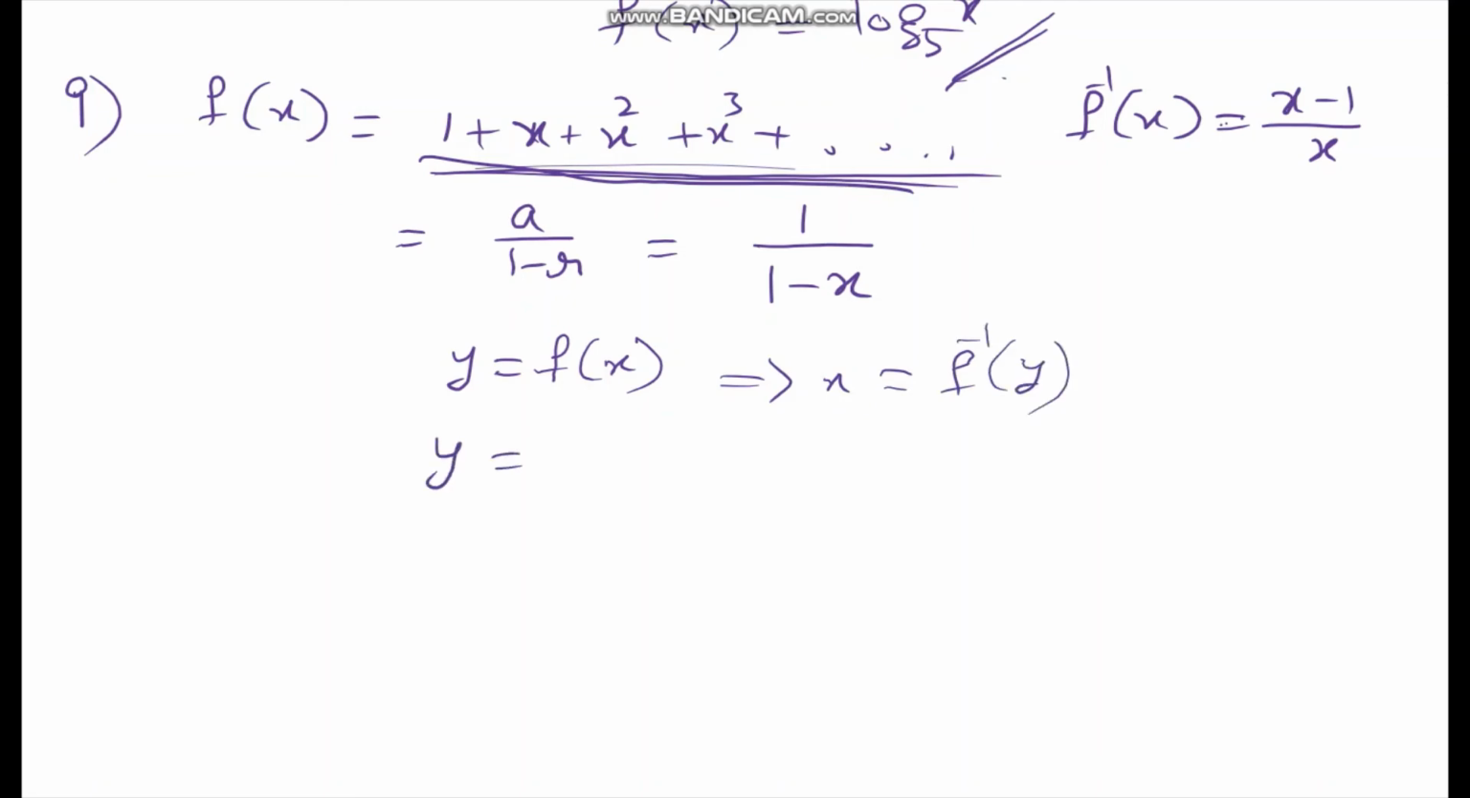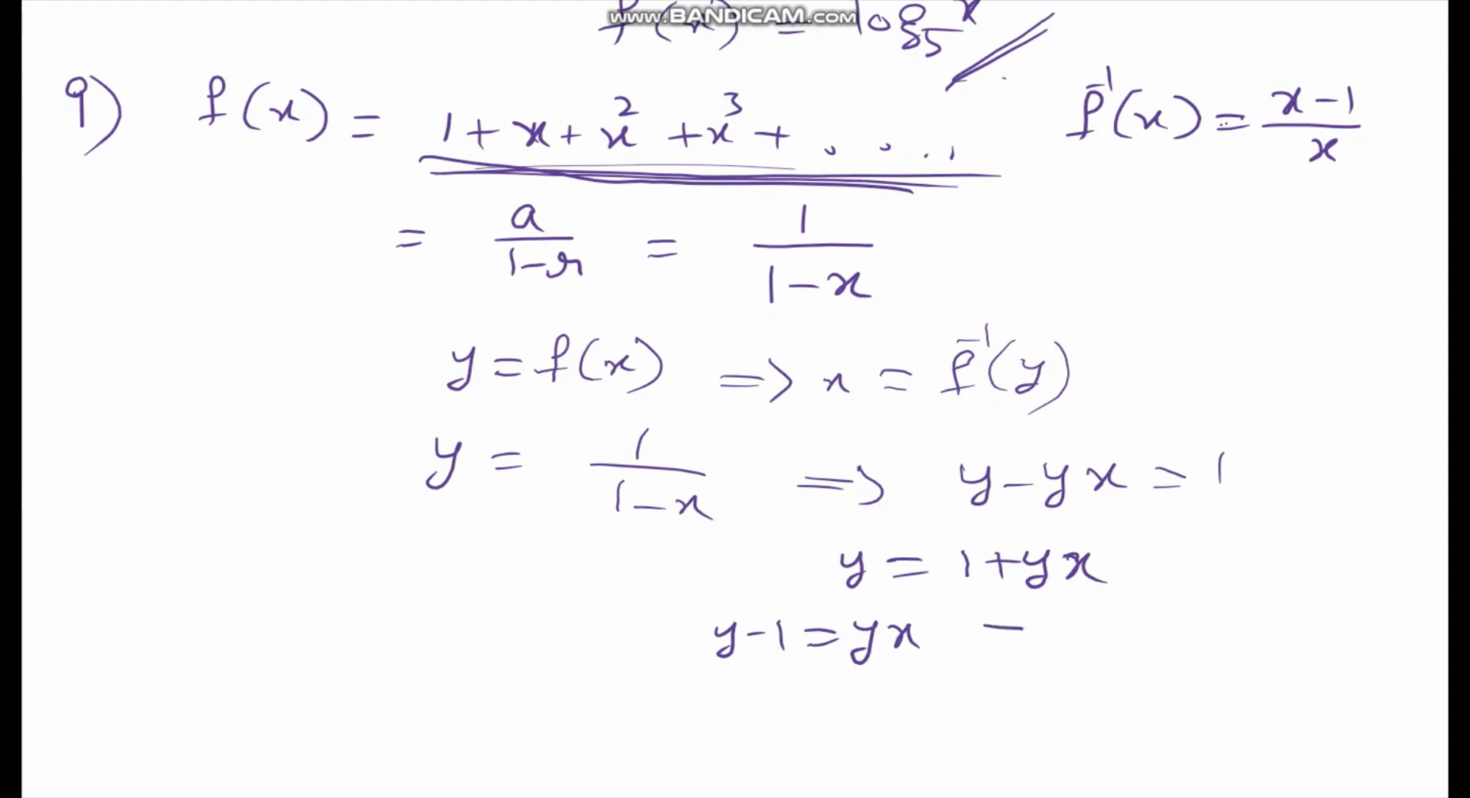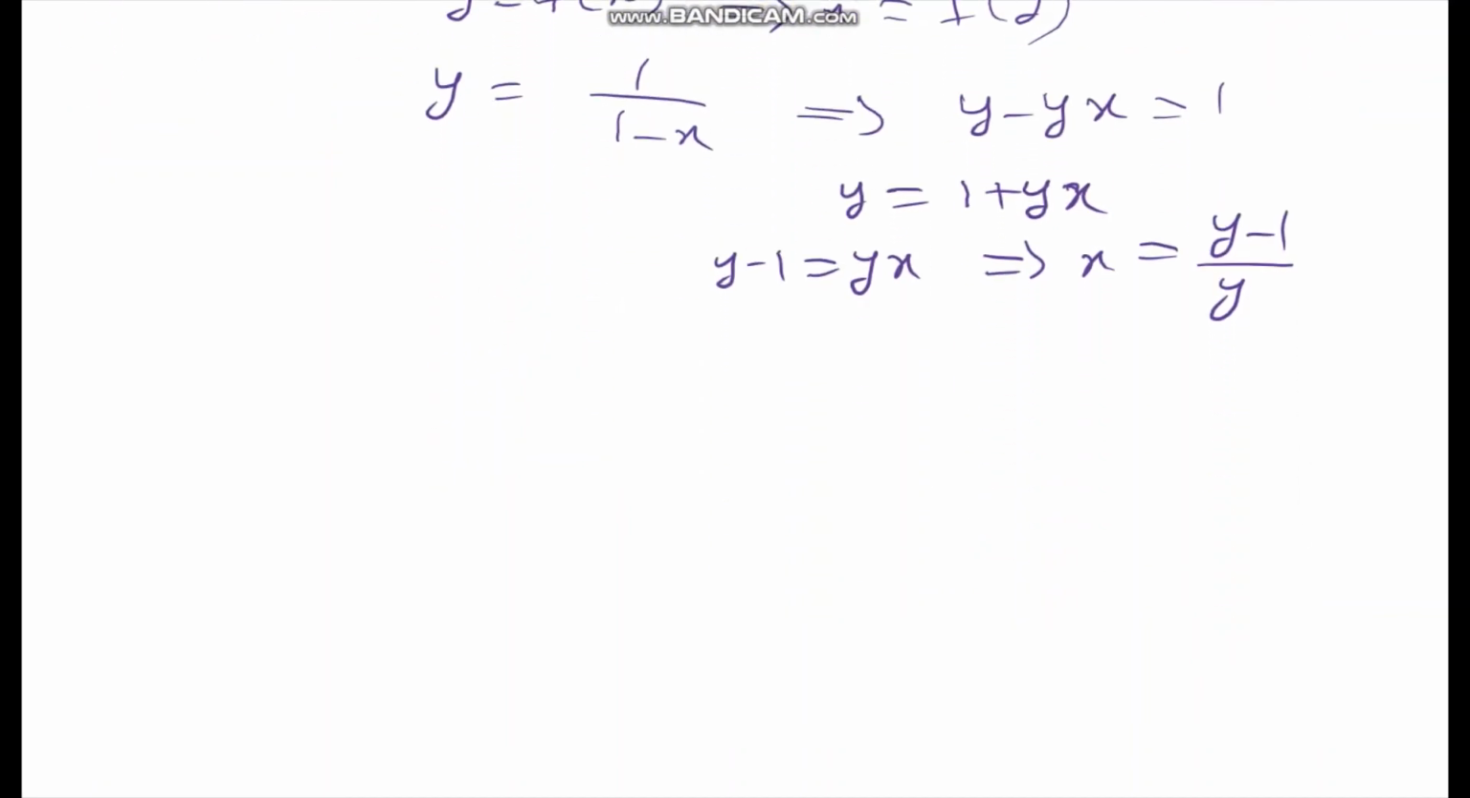y equals 1 by 1 minus x, that implies y minus yx equals 1, and y equals 1 plus yx, y minus 1 equals yx, that implies x equals y minus 1 by y. x, that equals f inverse of y, equals y minus 1 by y. So f inverse of x will be equal to x minus 1 by x.